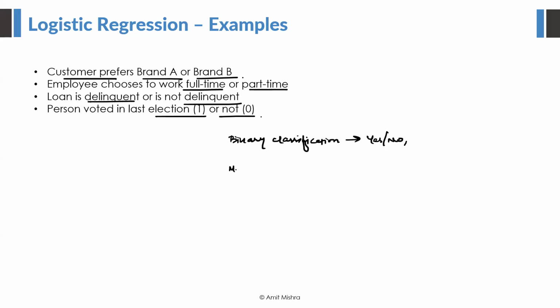Next is multi-class classification. In multi-class classification, the responses will be represented when you have labels as 0, 1, 2, 3.